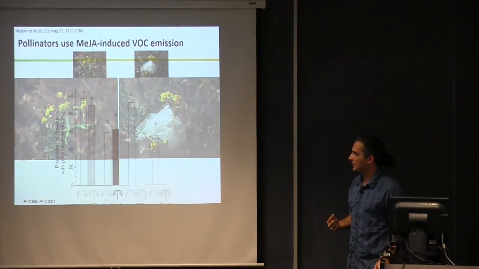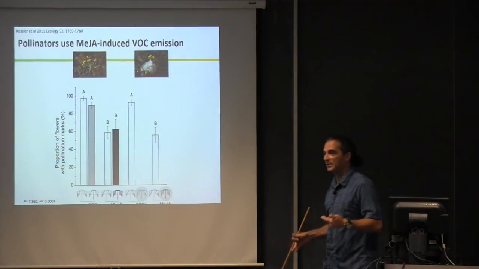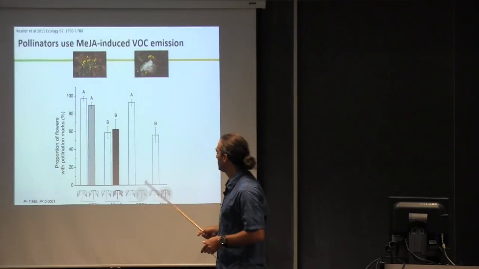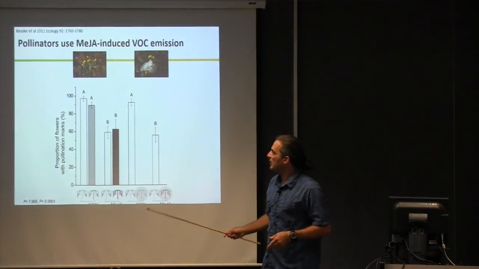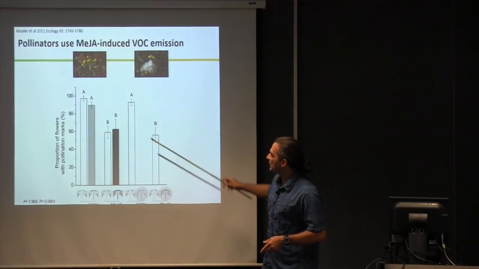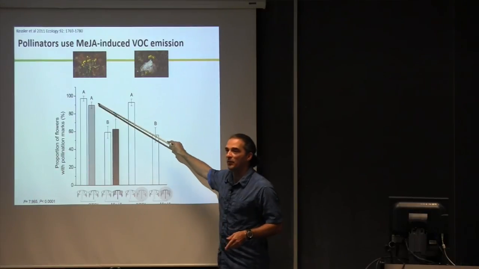But it actually worked surprisingly well. So we did that with actual damaged plants and also with methyl jasmonate treated plants. So this is the methyl jasmonate treated plants. And what you see here, in this case, both inflorescences are open.